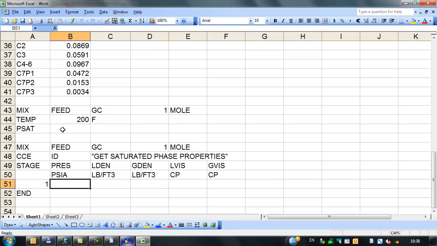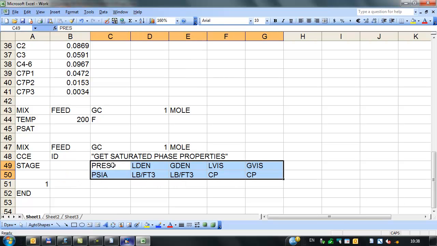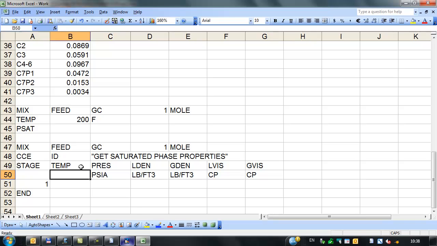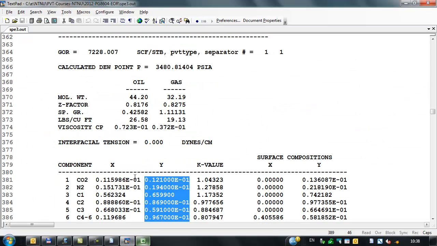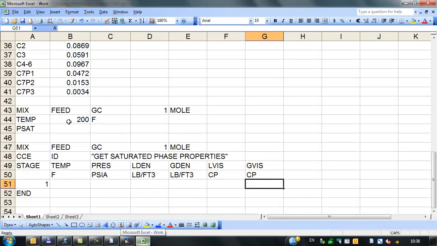What it'll do is it'll take from the saturation pressure, it'll fill in that pressure. It's kind of nice also to have, we'll just print the temperature. It's not Fahrenheit. So it'll actually give, for this saturation pressure and temperature, it'll give us the liquid density, gas density, liquid viscosity, and gas viscosity. And then we'll use those to compare with the sensor. And the K values will be printed out when it does this. So we'll compare the dew point and the K values.